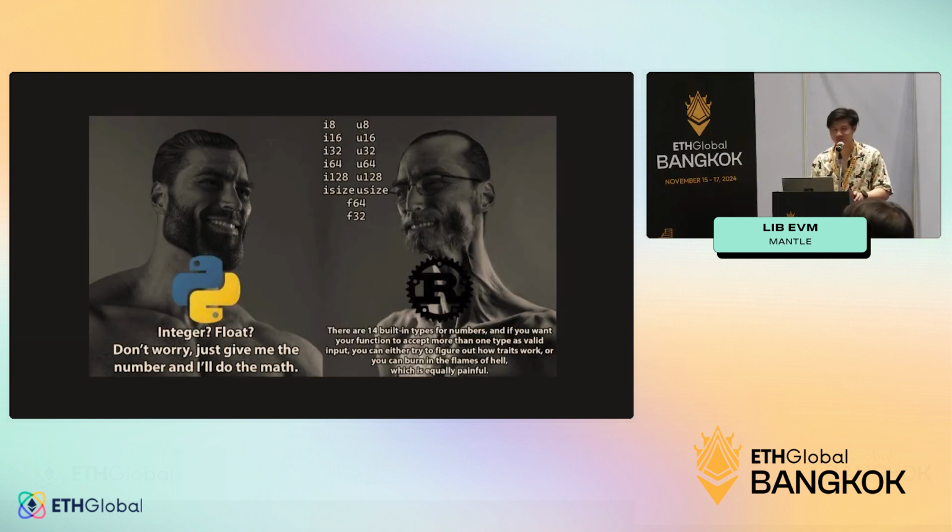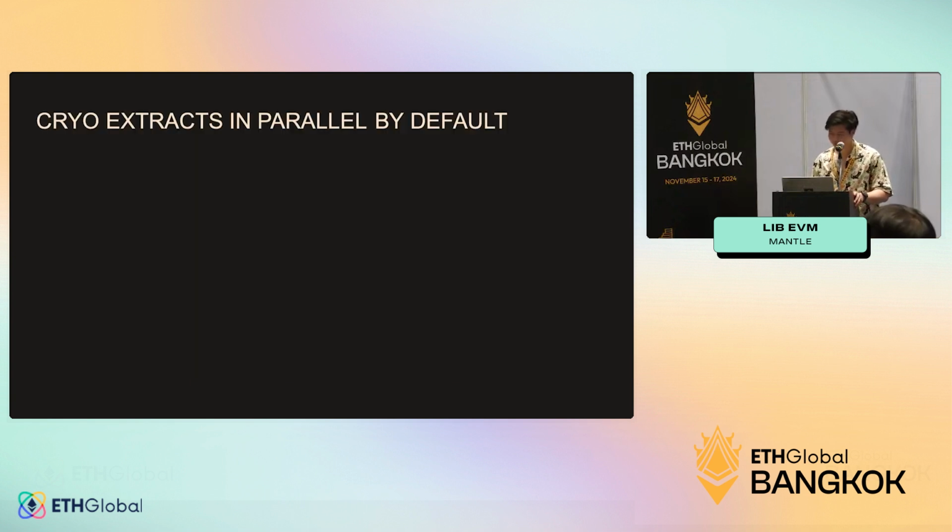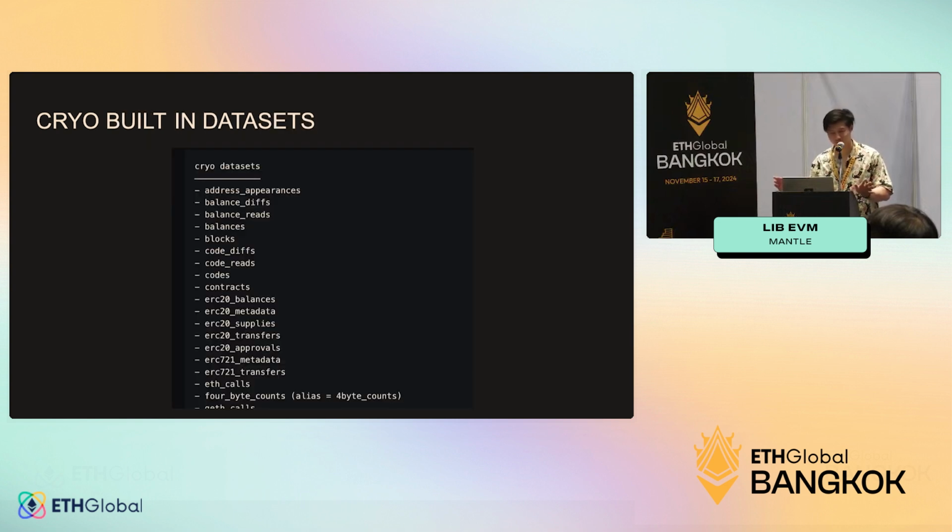So if it's a float, if it's an unsigned integer of 8 bytes, of 16 bytes, or just an integer of 8 bytes, I want to perform some analysis on it. And also, Cryo extracts data in parallel, or asynchronously, by default. So a lot of the bottlenecks that you get with Python, you can easily overcome with Cryo.